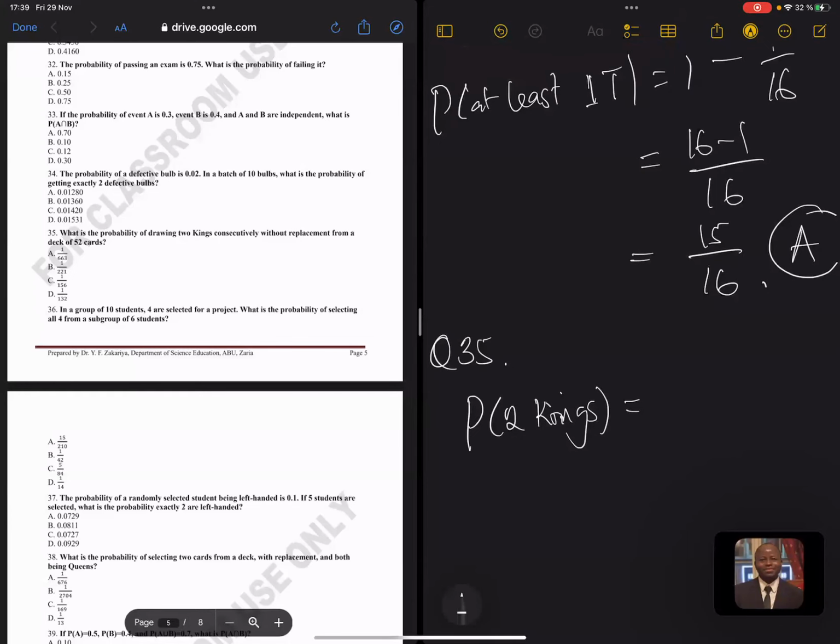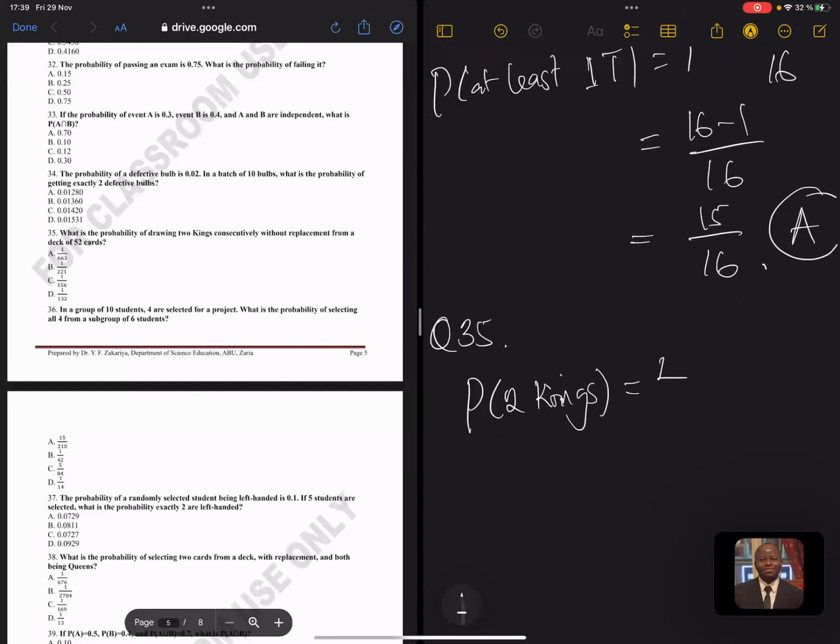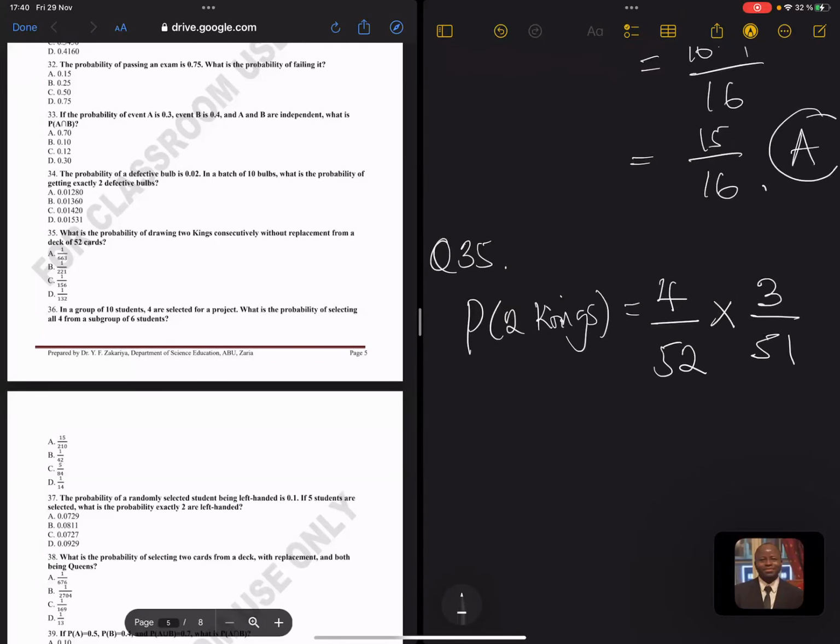So probability of obtaining 2 kings is going to be probability of obtaining the first one, which is 4 divided by 52. But they say without replacement. By the time you are drawing the second one, instead of 4, now you have 3, divided by 51 instead of 52. So probability of obtaining 2 kings without replacement is the product of the probability of the 2 events. Because it is without replacement, by the time you want to draw the second king, you've already drawn 1, conditional probability. So we are left with 3 instead of 4, and the number of cards reduces from 52 to 51. So this is how you move along with this.